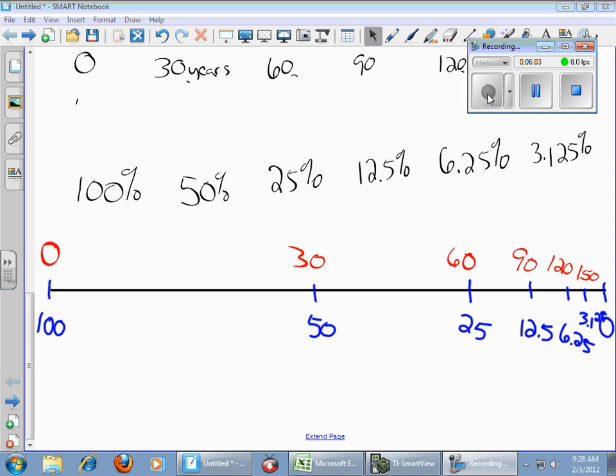Really, there would be no 0 on this because the substance can never totally disappear. If I continually cut it in half, cut it in half, cut it in half, eventually I'll get such a small amount that it's like having nothing, but I will never actually get to 0. Okay, now, there may be some other things that will help me out.